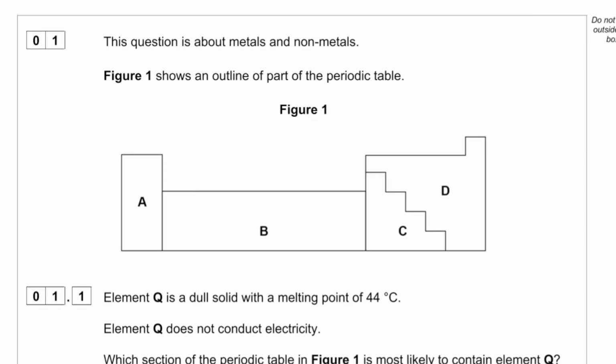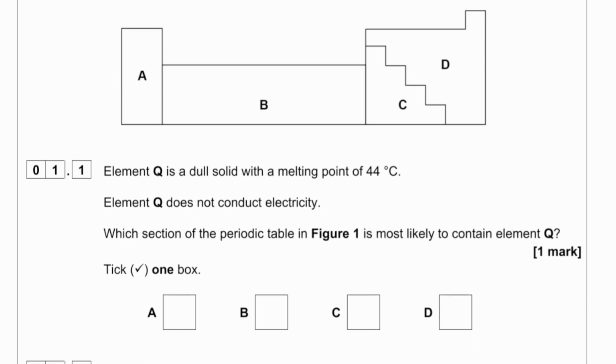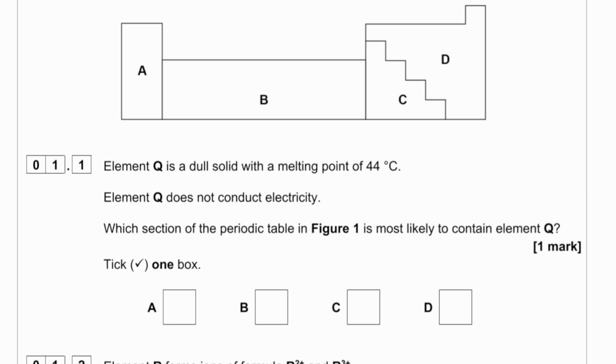So question 1 then, this question is about metals and non-metals. Figure 1 shows an outline of parts of the periodic table. We should all be familiar with the periodic table by now, but you'd also have the data sheet which would give you a periodic table as well that you can refer to. We're told that element Q is a dull solid, has a melting point of 44 degrees and it does not conduct electricity, and we want to say which area of the periodic table is element Q most likely to fall under. With these multiple choice questions, it can be useful to actually eliminate some answers straight off the bat.